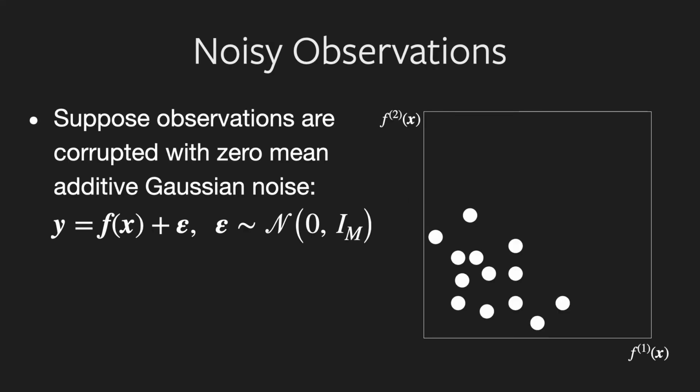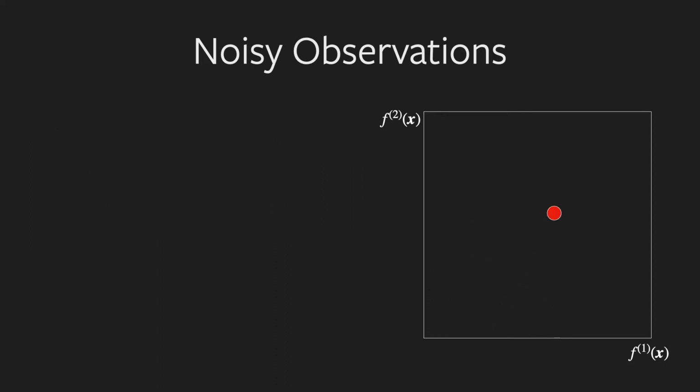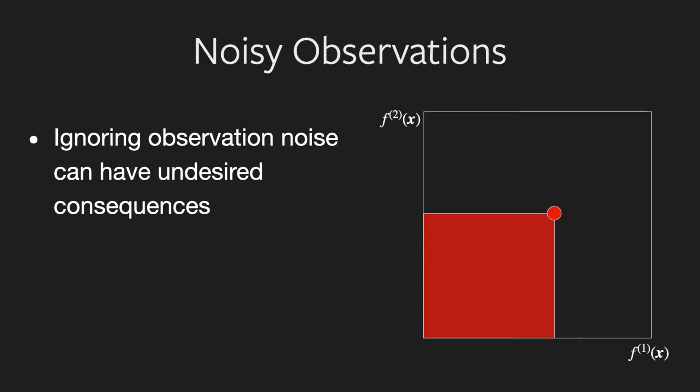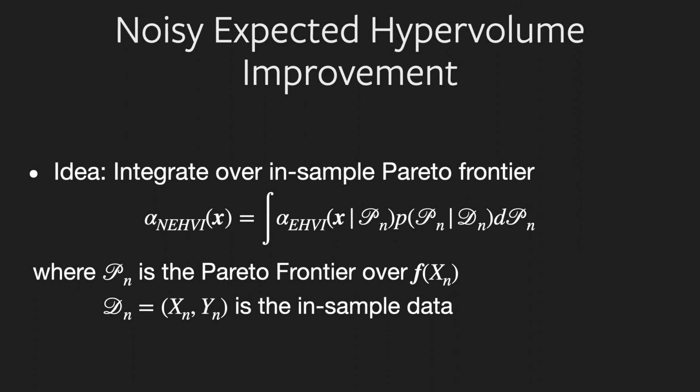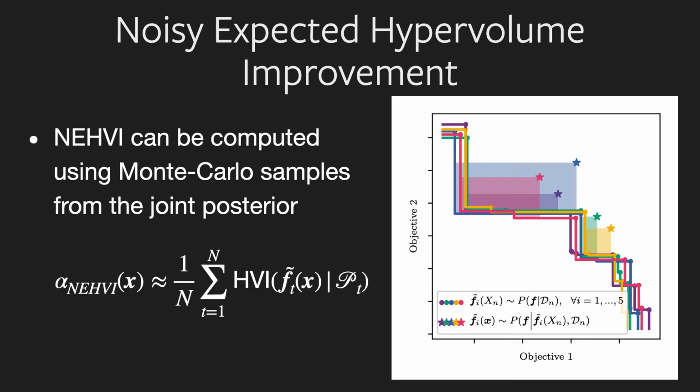In the noisy setting, where the observations are corrupted with noise, the observed Pareto Frontier can be quite misleading, and ignoring observation noise can have undesired consequences. To handle observation noise, we propose to integrate over the in-sample function values. In a sense, this is integrating over what the Pareto Frontier is across the in-sample points.